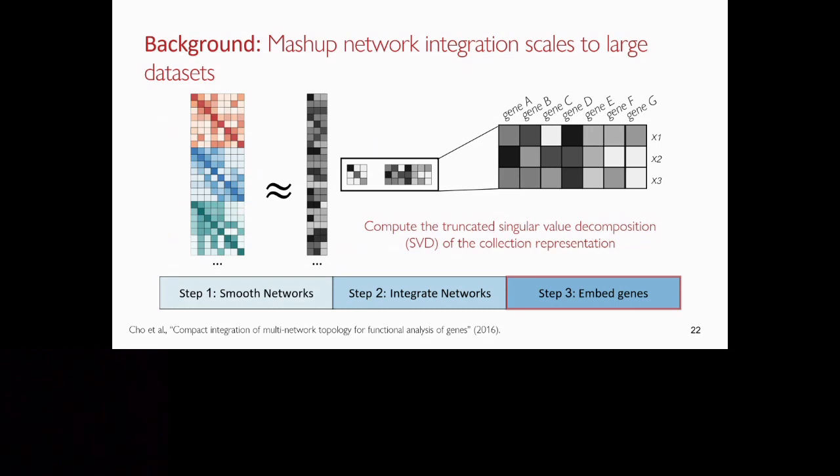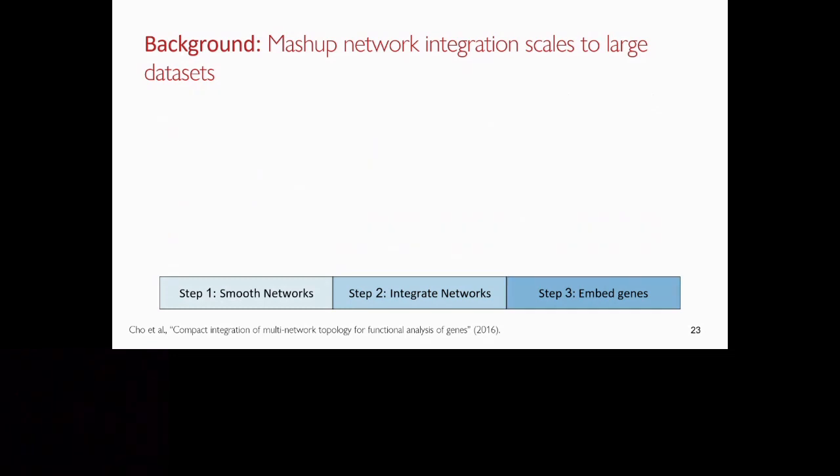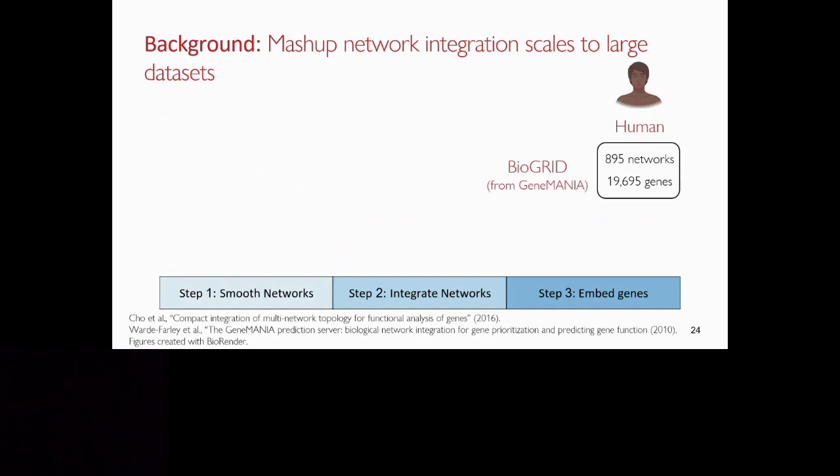And this is great. It shows us how we can take all of these input networks and get to these dense gene representations. But let's think back about one of our goals in the problem setting, which was to scale to these really large data sets, like the BioGrid human network collection, which is going to have almost 900 networks and almost 20,000 genes. And so if we think about the first step here, storing each adjacency matrix takes on the order of 2.4 megabytes of memory. And once we smooth this and have a dense representation, this is going to be around 1.7 gigabytes.